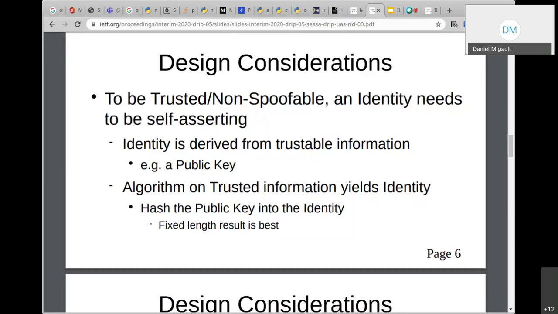I've extracted this text from the slide in the draft. To be trustable, non-spoofable, identity needs to be self-asserting. By that, identity is trust information, that is a public key, and an algorithm that's used on this trust information, the public key, to yield identity. That is, take a hash of the public key to make the identity. And the fixed length result is best for using elsewhere. After all, we have to fit this into 20 bytes.